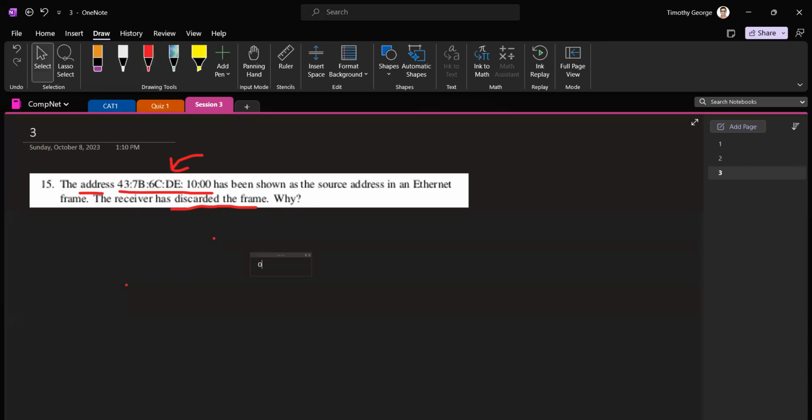So 4 in binary is 0 1 0 0, and 3 is 0 0 1 1. The way this first block of the address would be written in binary would be all together 0 1 0 0 0 0 1 1. This is the first byte of the address that the receiver gets.